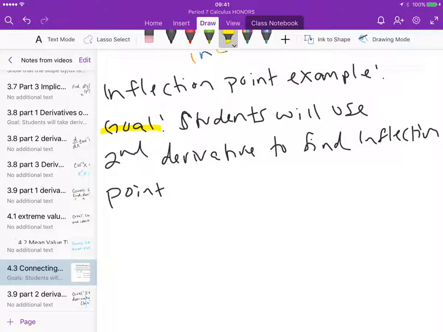Alright guys, so in the last video we talked about the relationship between inflection points and concavity. We said that an inflection point happens when the graph changes concavity, either going from concave up to concave down, or the slope increases to where the slope starts to decrease, or vice versa. So now let's take a look at an example of how we can algebraically use the second derivative to find a specific point of inflection.